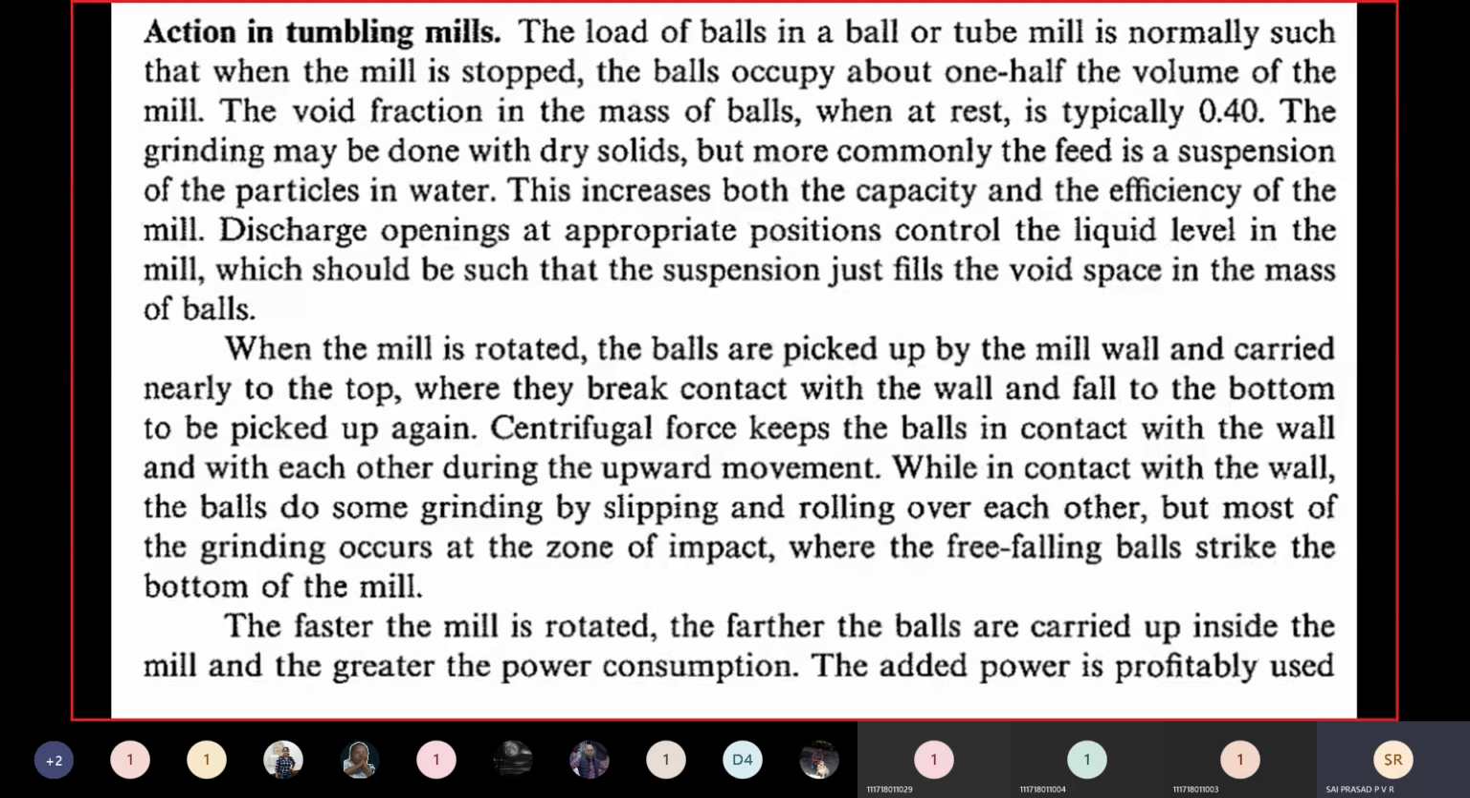So these are the two prerequisites for loading the ball mill with grinding medium. First, we can load up to half, and second, we are supposed to maintain the void fraction at 0.4. The grinding may be of dry solids, but more commonly the feed is a suspension of particles in water.